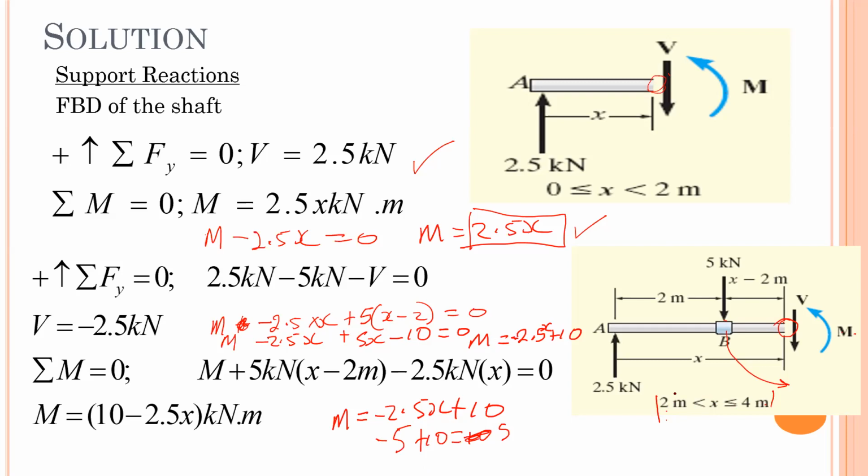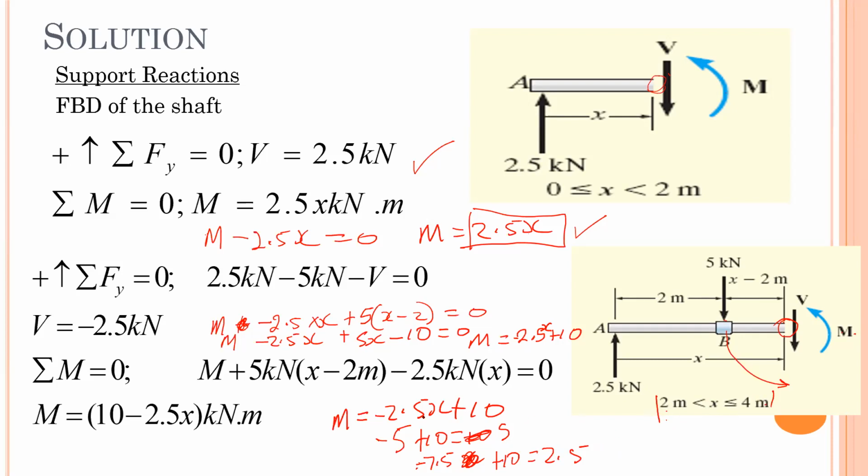If you put 3, what would you get? You would get 3 times that, minus 7.5, and then plus 10, so you get positive 2.5. Am I correct there, guys? So when it is 3, it is positive 2.5, and that is the BM. That is not shear force anymore, it is the BM value.